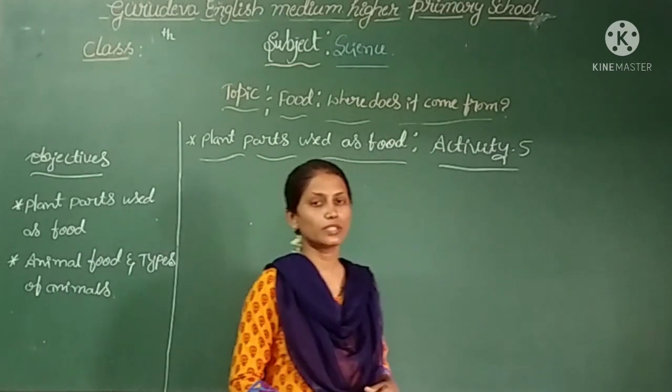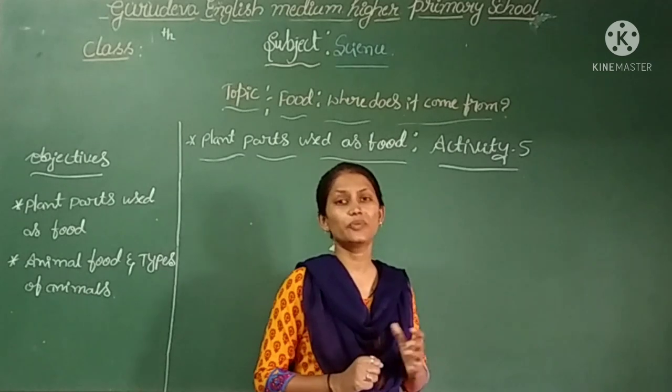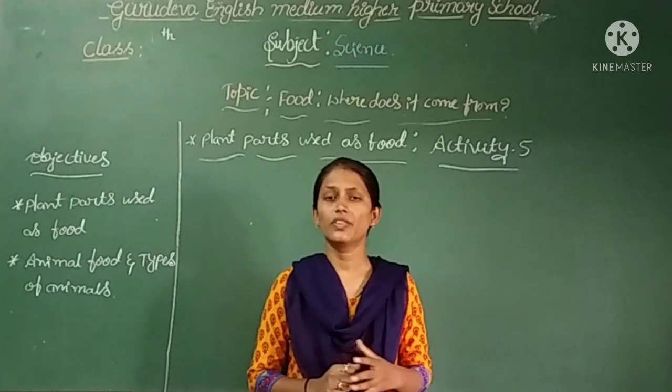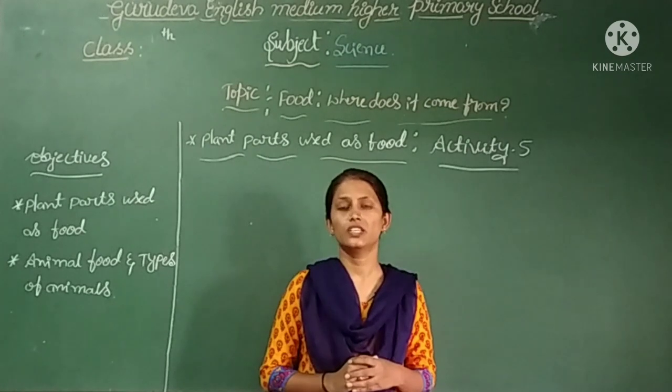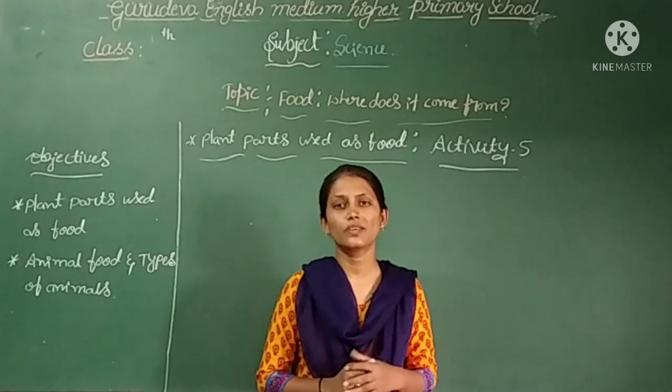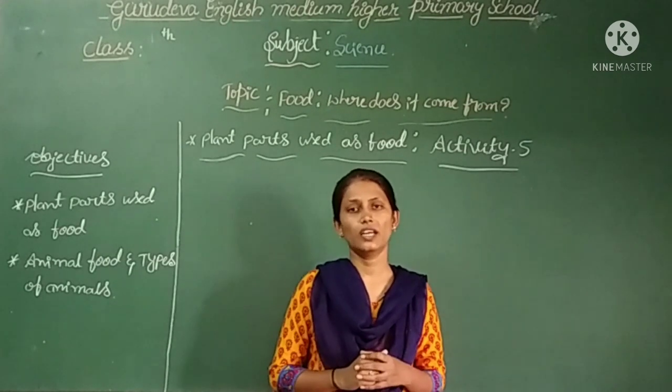Now let us move on to another activity, that is activity 5. To do this activity we need some materials. That is, we need 2 bowls. With that we need moong or chana. Here, to do this activity I have both moong and chana. Now let us do the activity.